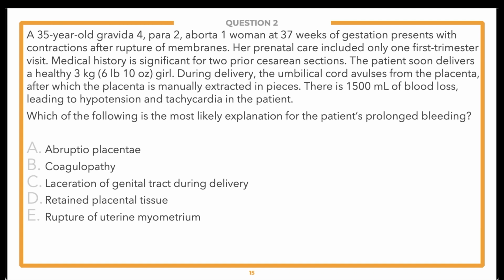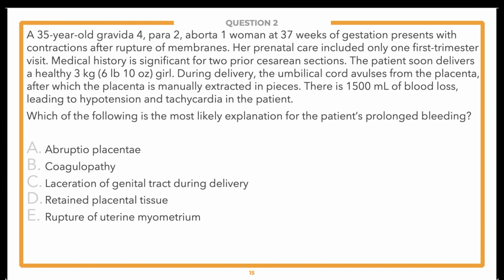And we're going to read them from the bottom up. Answer choice E, rupture of uterine myometrium. Answer choice D, retained placental tissue. Answer choice C, laceration of genital tract during delivery. Answer choice B, coagulopathy. And answer choice A, abruptio placentae.